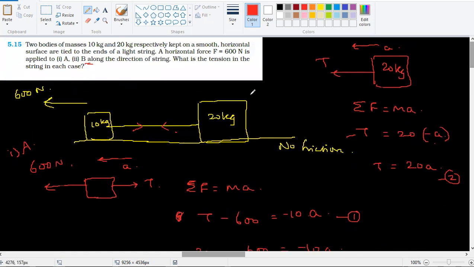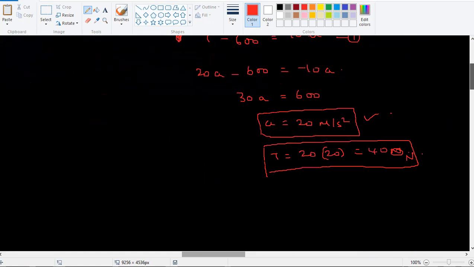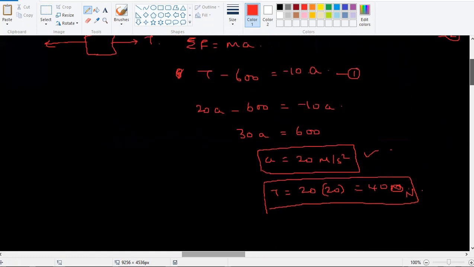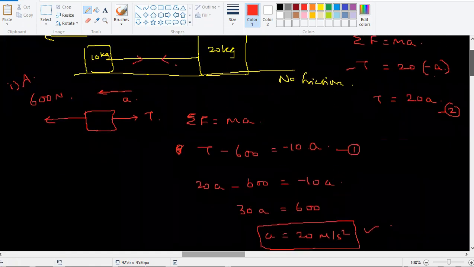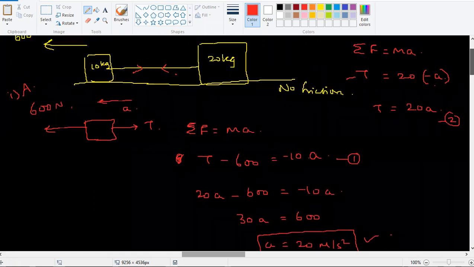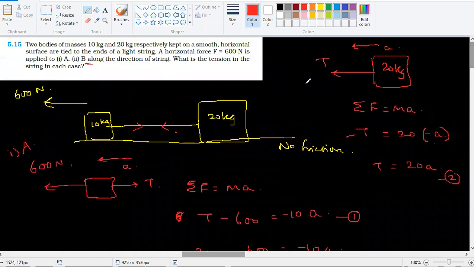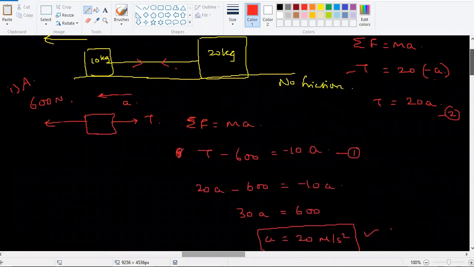When you apply the 600 Newton on this block, will you get the same answers or a different answer? Which one will be different, tension or the acceleration? I think the acceleration will remain the same, because it's the same force and same total mass. But the tension will be different. So try that as homework.